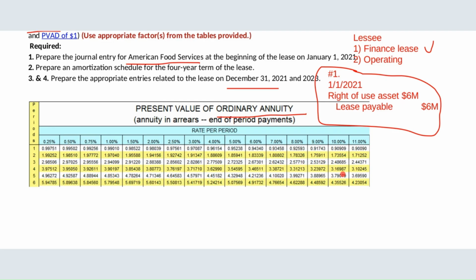Now you can also use the formula. If you are more comfortable using the formula, you can go ahead and do that, or you can use the factor, whichever is easier for you, whatever you're used to doing. So I get 1,892,822. Did you guys get the same as the lease payment?